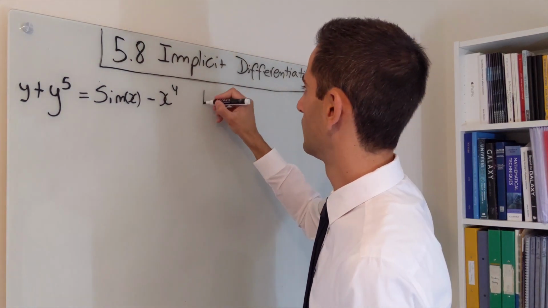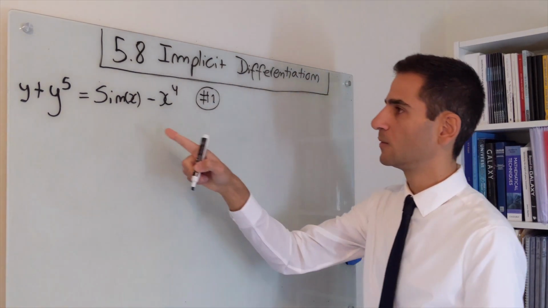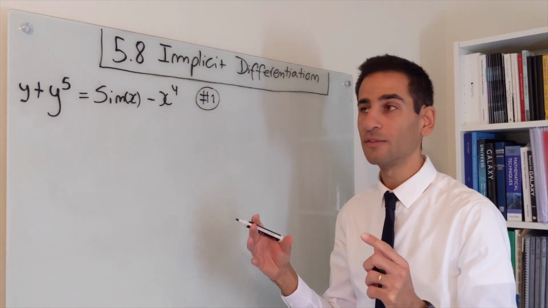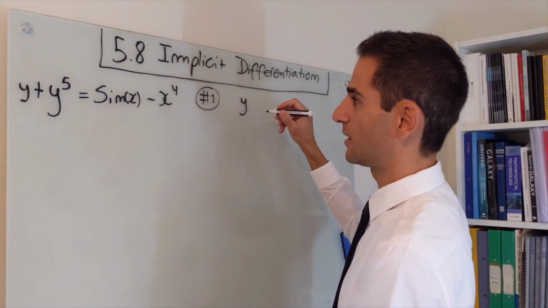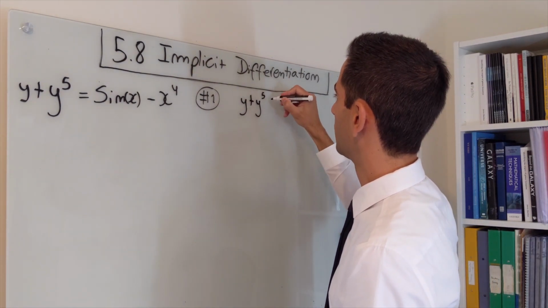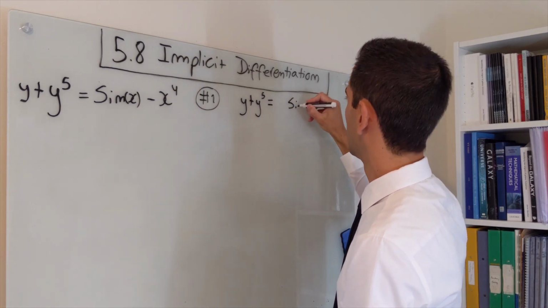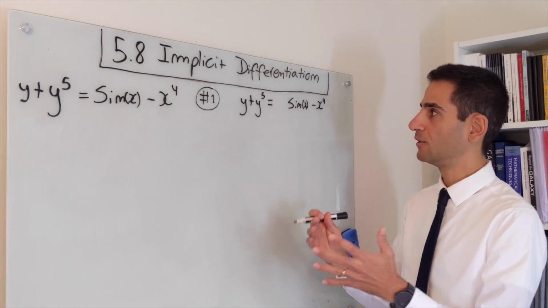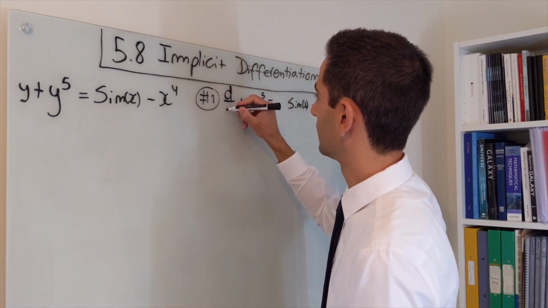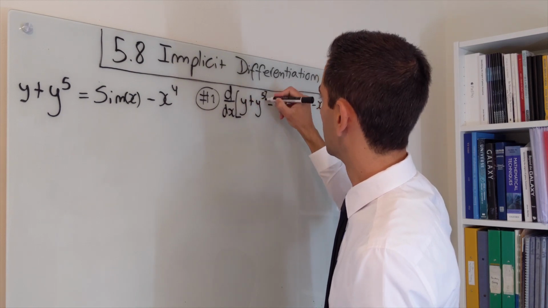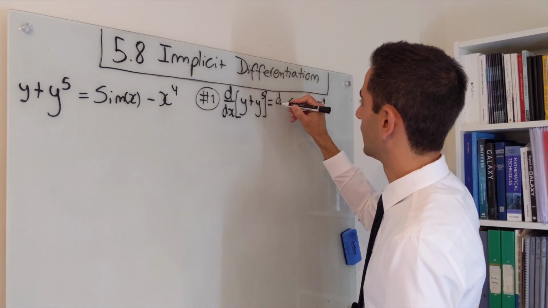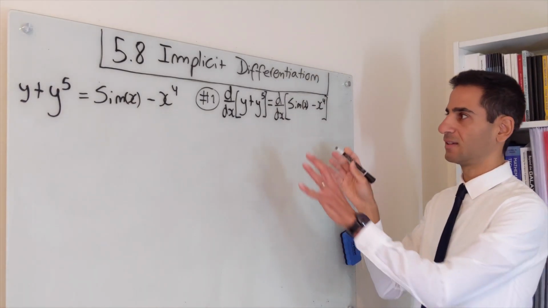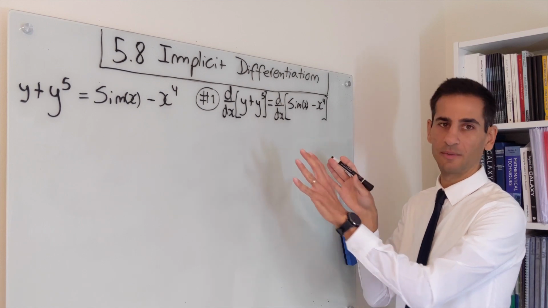Step number 1 is you write this and you give some space to apply the derivative operators. In this case, y plus y to the power of 5 equals sine of x minus x to the power of 4. You now apply the derivative operators to the complete left side and to the complete right side. In this case, it's sort of still splitting between y and x.